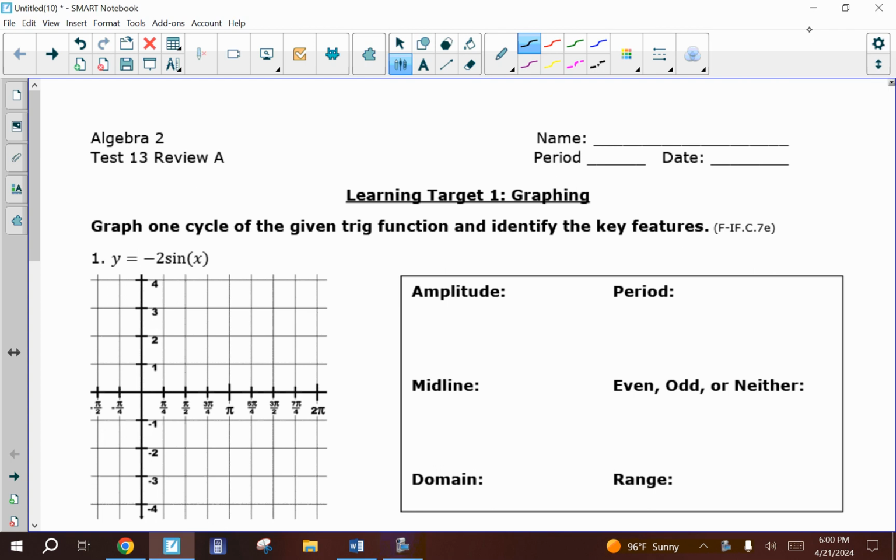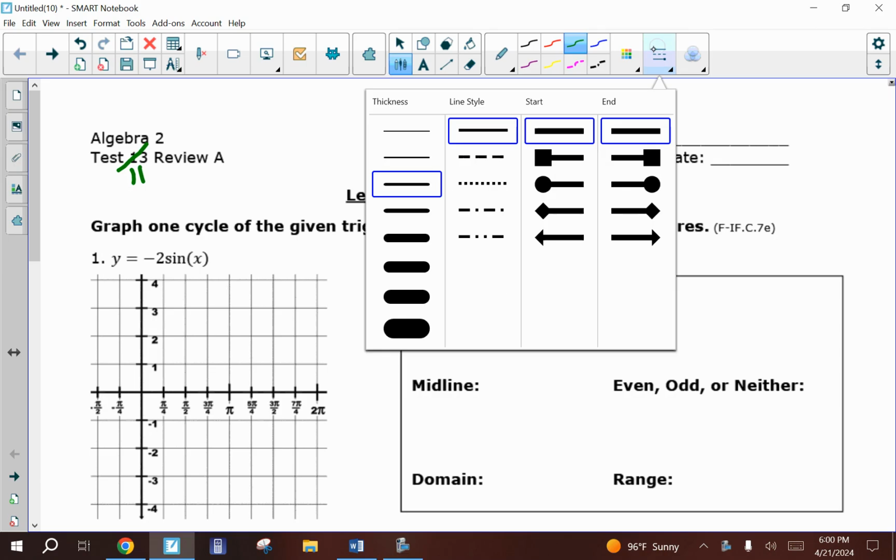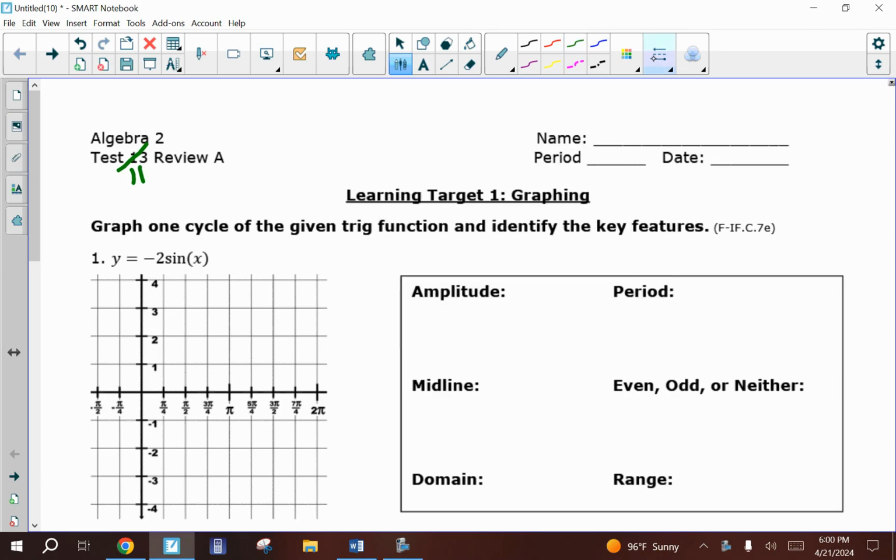Okay, final review of the semester. First things first, this is not test 13, this is going to be test 11. So go ahead and fix that on your review. Okay, so let's go ahead and take the first one.